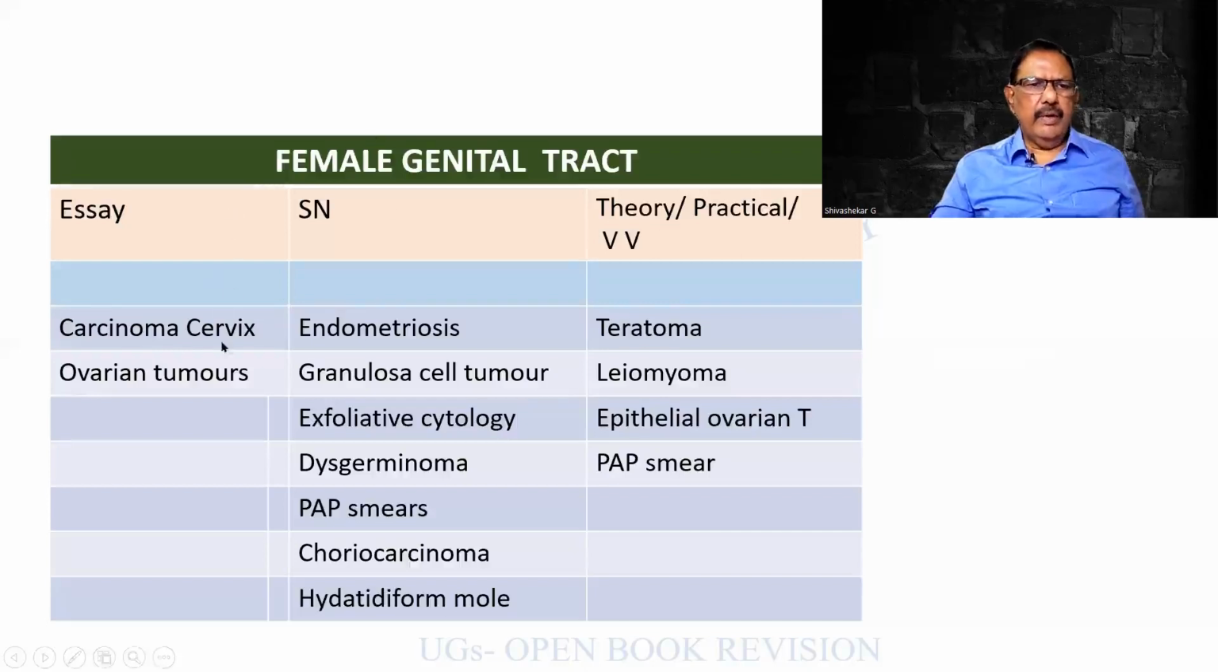Look at this. We have already covered the carcinoma of the cervix and the endometriosis, etc. Short notes you can get. Look at this granulosa cell tumor, repeatedly asked. Dysgerminoma, choriocarcinoma, hydatidiform mole. We'll be seeing it in the next class also. Teratoma, leiomyoma. Obviously these are all things which we cannot afford to omit, and these are standard university questions.